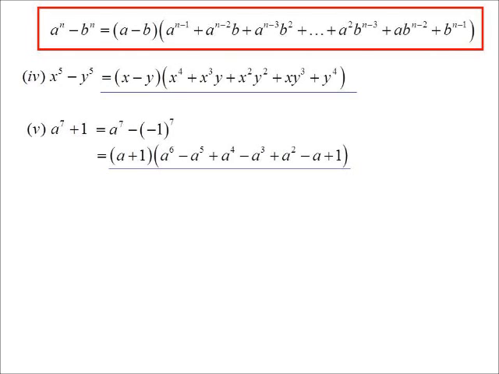So as I say, this will only work when the powers are odd. So whilst I've written it down here as -1 to the power of 7, you don't really need to do that. Just remember, start off with the plus, and then the signs will alternate in the second one. That's all we really need to remember.